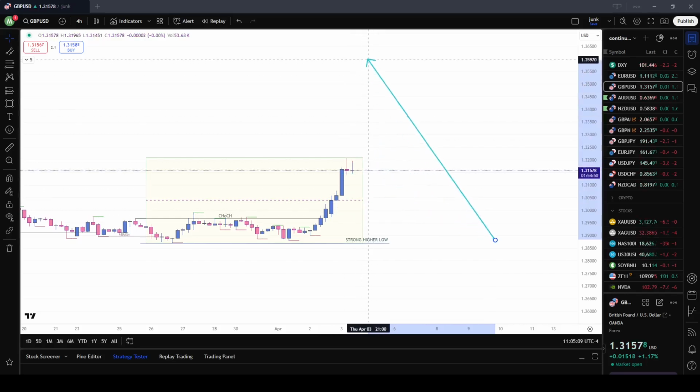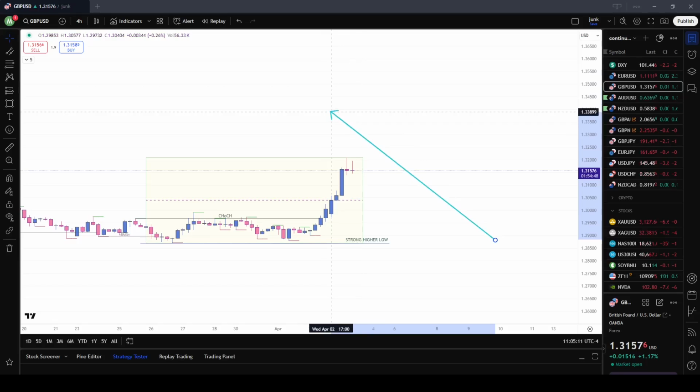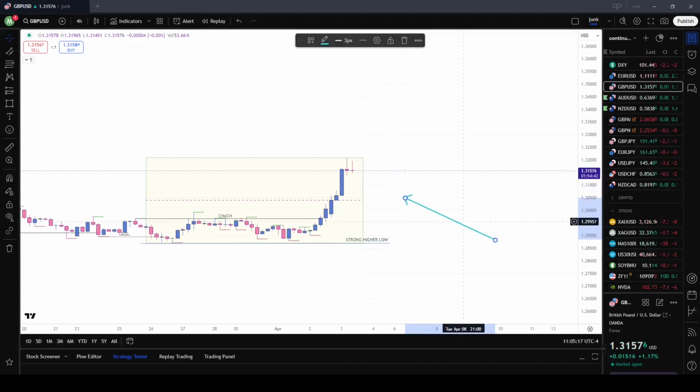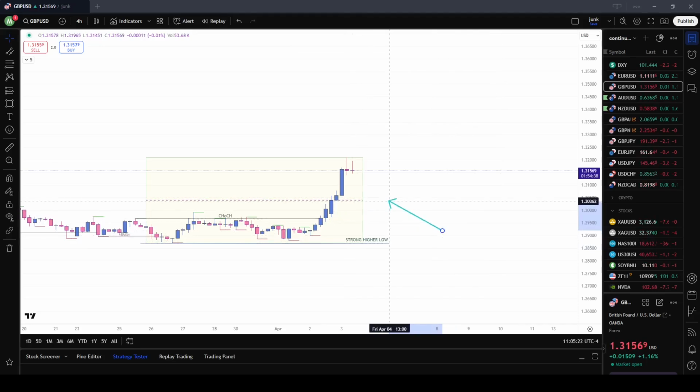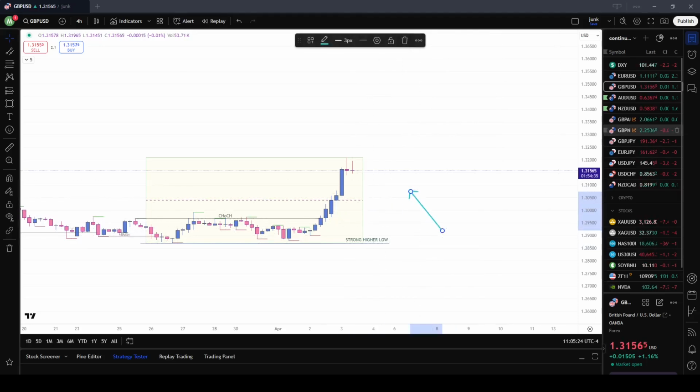Or if it doesn't, then it would come up to the area of supply, look for any type of reaction, look for any type of bearish price action back down into discount. But overall, still bullish, waiting for any type of bearish momentum when it pulls back down into discount.